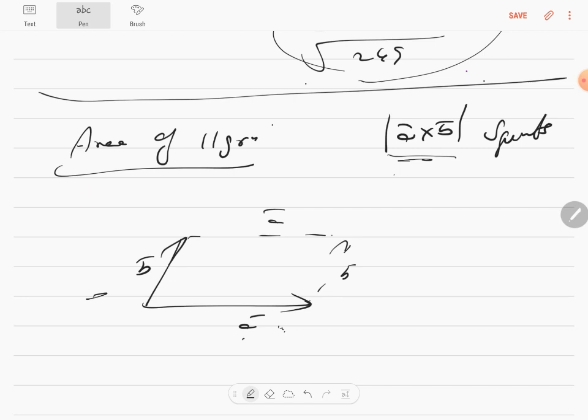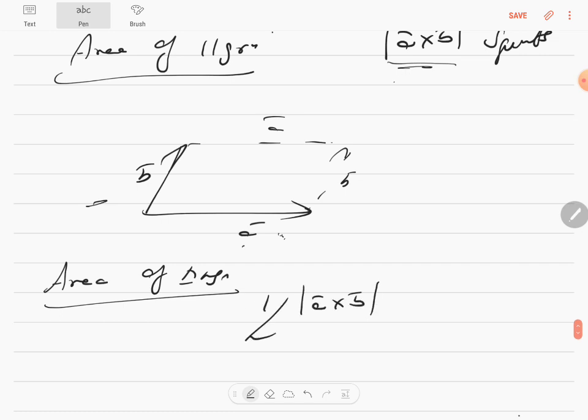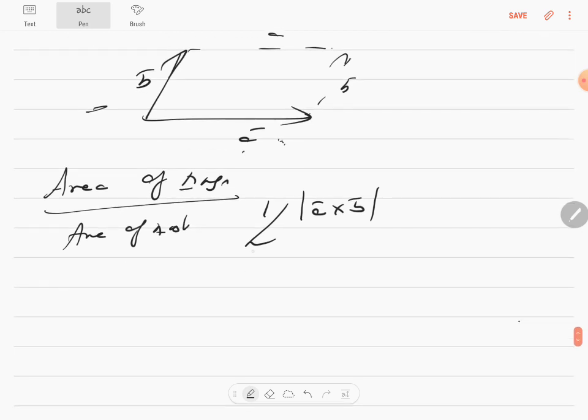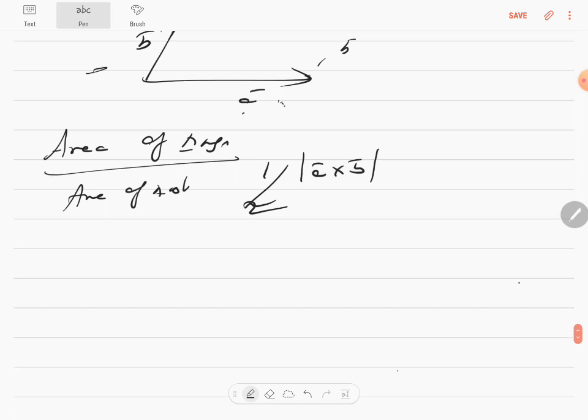Are you clear? Now, the area of a triangle. For the area of a triangle where two adjacent sides are given, the formula is merely half the magnitude of A cross B, because the area of a parallelogram divided by 2 gives you the area of the triangle. So this is the formula to find the area of the triangle. Next, the next thing I want you to know is the area of the triangle.